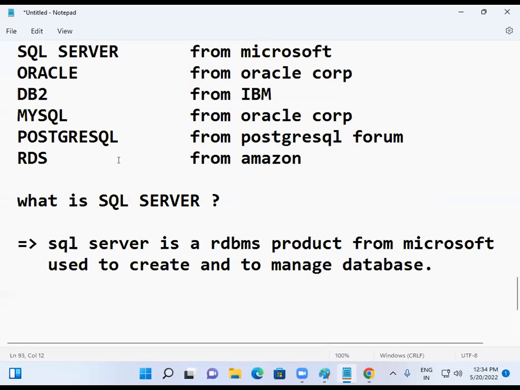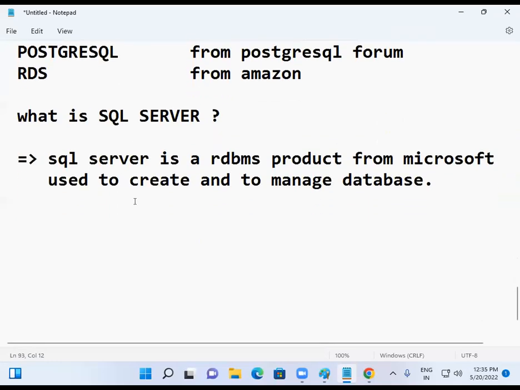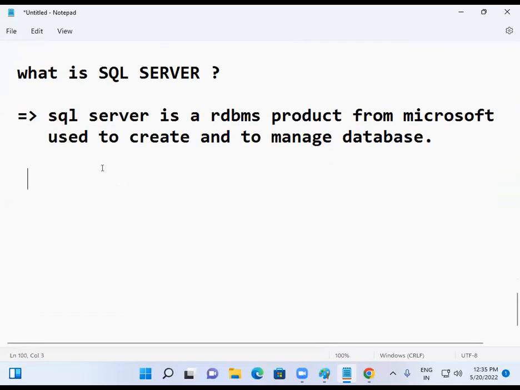Say HDFC Bank wants to maintain its database. To maintain the database, they use either SQL Server or Oracle. They can use any of these. So if any company wants to maintain a database, they use these. Now, what is the next one?